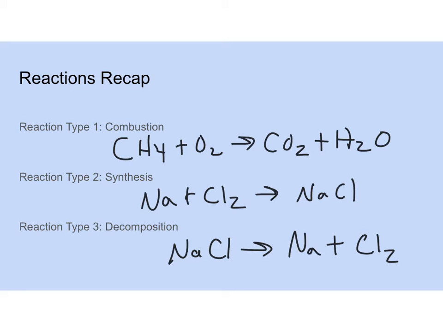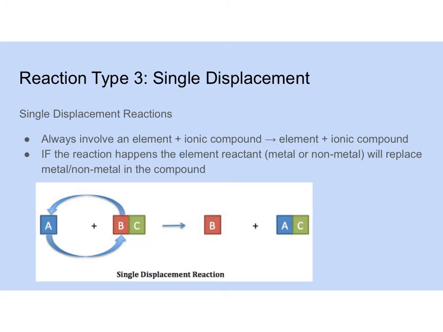Okay. We're now going to our third reaction type, and they're called single displacements. Single displacement reactions always involve the same 2 things. It's always going to be an element and an ionic compound. And then it's going to result in making an element and an ionic compound. So you're going to see an element and ionic compound on both sides of the reaction arrow, both the products and the reactants.